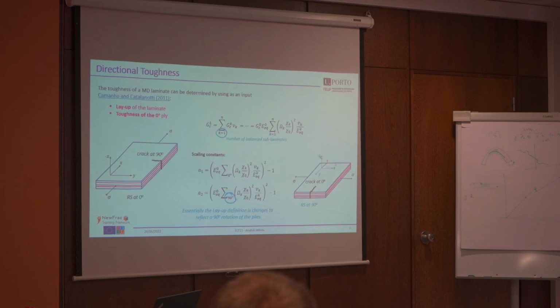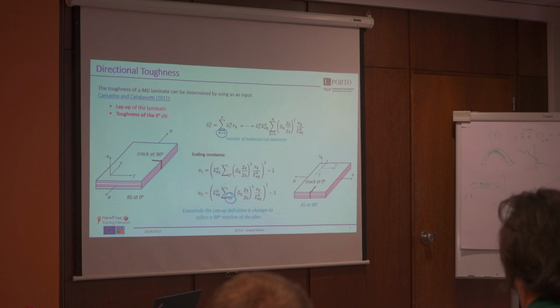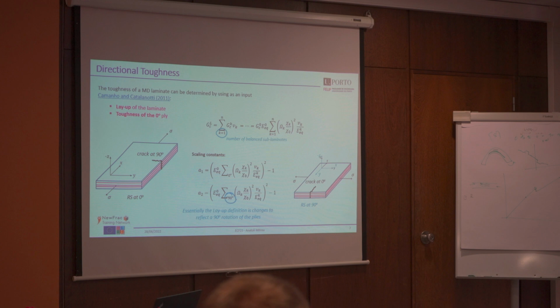And that is because the analytical way to calculate, one of the analytical ways, actually the only one I know, to calculate the toughness of a multidirectional laminate has been given by Professor Camanyo and José Anatoli in one of their works. And they define the interlaminar toughness of a laminate as the summation of scaled toughnesses of balanced sublaminates. So the laminate is assumed to contain balanced sublaminates, and they're scaled by the ratio of their thickness, and you can get the toughness of the laminate.